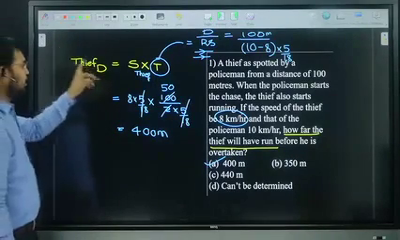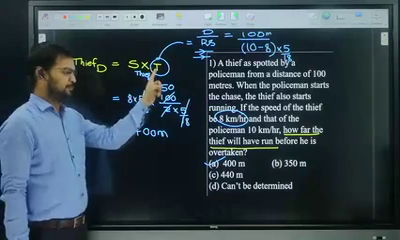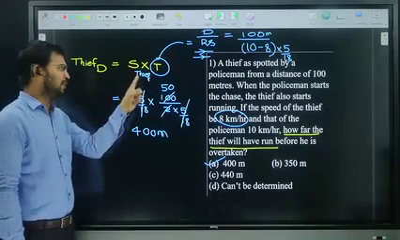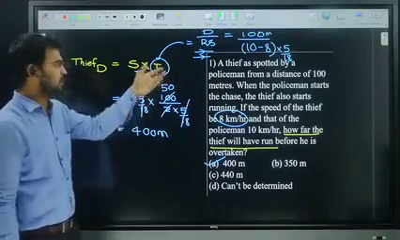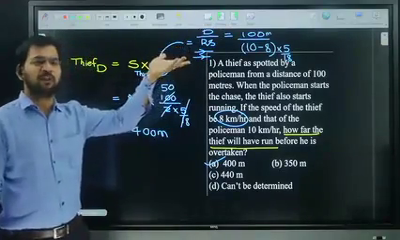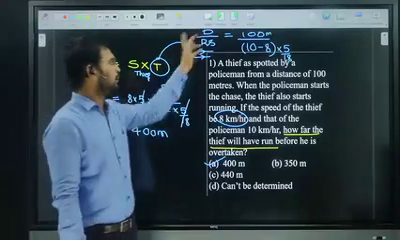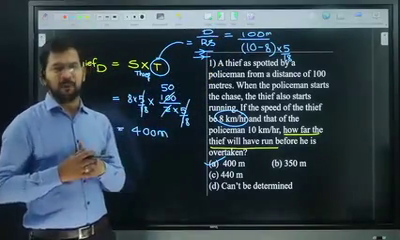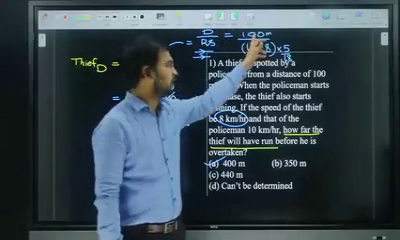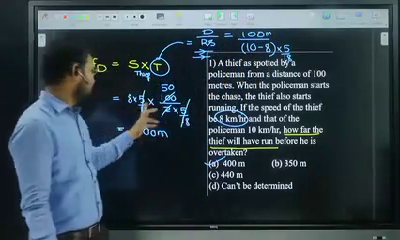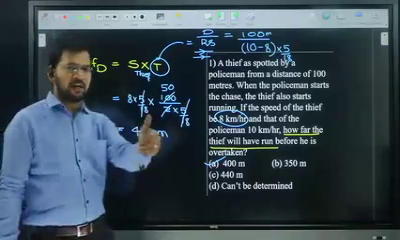Distance is nothing but speed into time. Here they're asking the thief's distance, that is the reason we take speed of thief into time. Generally time is nothing but at what time the policeman catches the thief. Time is nothing but distance by relative speed. Initially the gap between policeman and thief is 100 meters, so 100 meters by relative speed. So speed into time is nothing but distance. All of you understood?